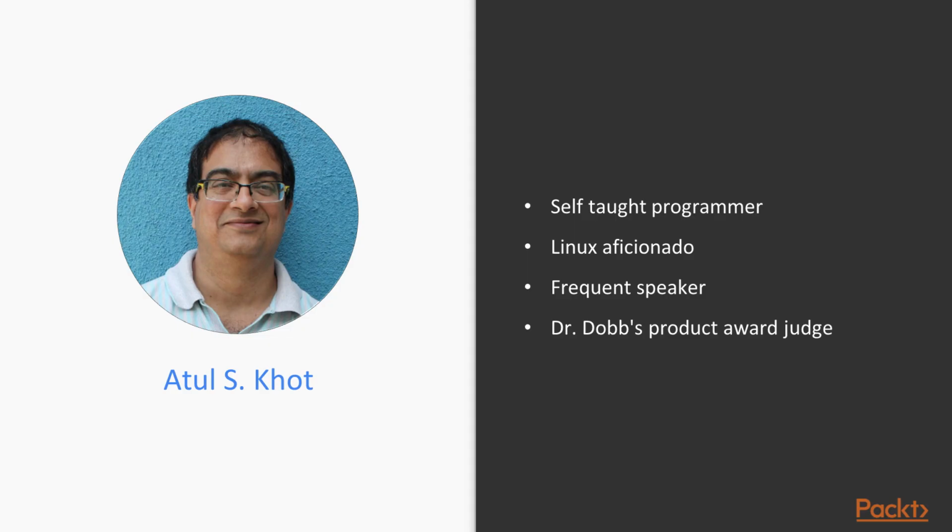Atul S. Kott is a self-taught programmer and started writing software in C and C++. A Linux aficionado and a command line guy at heart, Atul has always been a polyglot programmer. Having extensively programmed in Java and dabbled in multiple languages, these days he's increasingly getting hooked on Scala, Clojure and Erlang. Atul is a frequent speaker at software conferences and a past Dr. Dobbs Product Award judge.